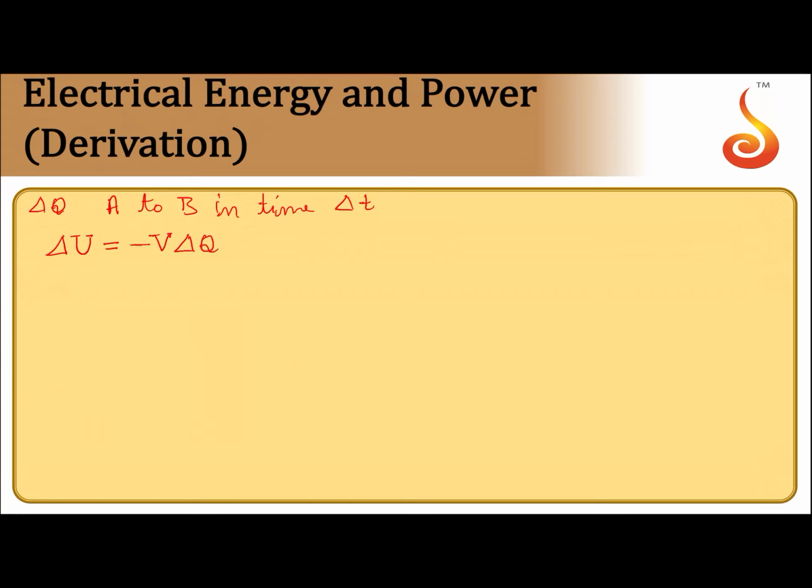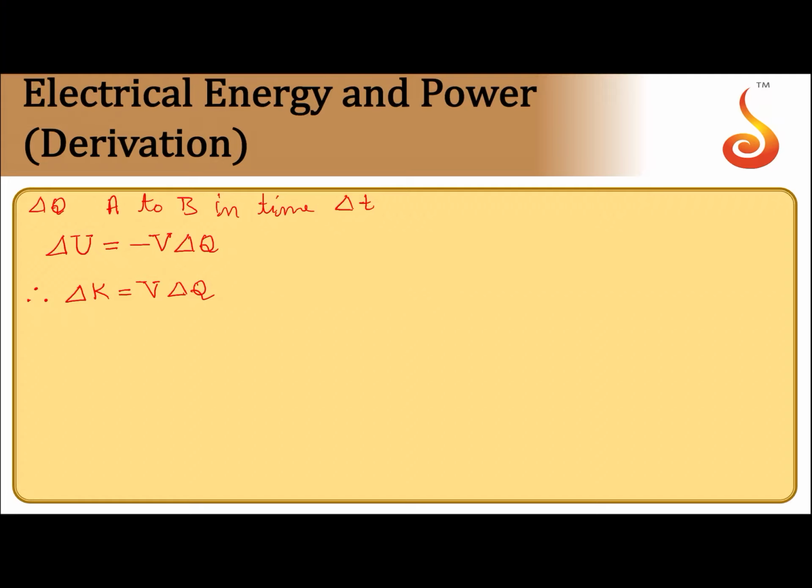Now this loss in potential energy should appear as kinetic energy of the charge, right? Assuming there is no loss of energy during the propagation of the charge, this should be equal to the increase in kinetic energy. Loss in potential energy should result in an increase in kinetic energy, so the change in kinetic energy will be positive. Positive means increased, negative means decreased. So potential energy decreases, kinetic energy should increase.